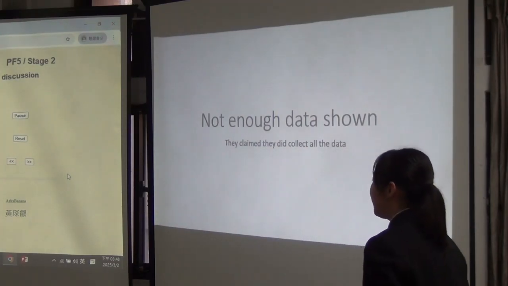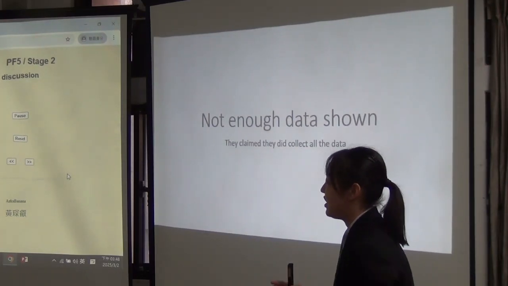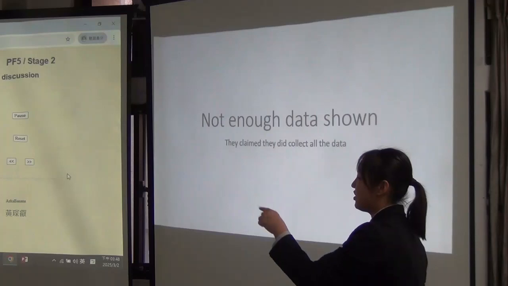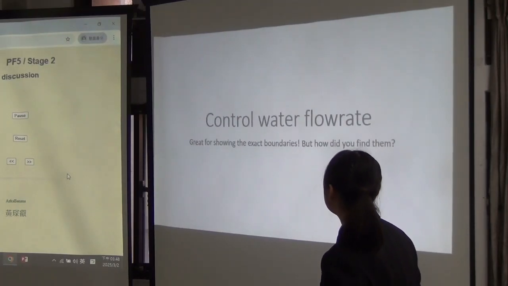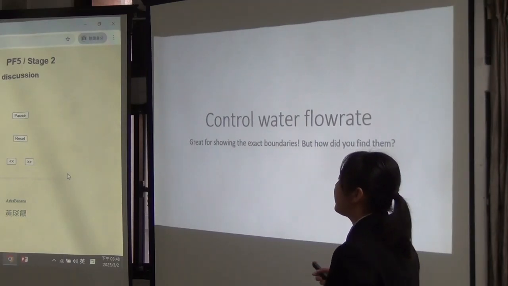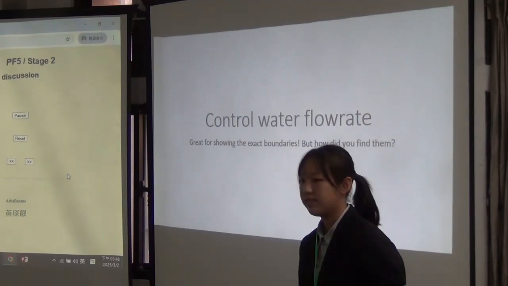I think there is a variety of different data, but it will be better if she writes it down, not just uses a chart to represent it. And control water flow rate. I think she can describe that more. Okay, thank you very much.